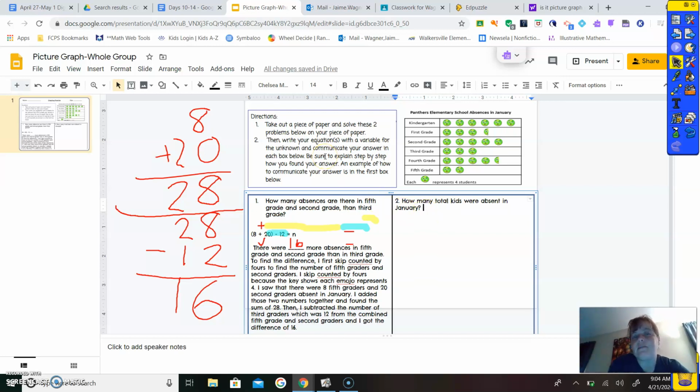Then you're going to take out a piece of paper and read the questions and do your work on the piece of paper. After you have solved and done your work on the paper, then you're going to write down your equation with a variable for the unknown and then explain in words how you got that answer. I noticed some learners are forgetting to explain in words, not just an equation, but in words how you got an answer, so make sure you do that step.